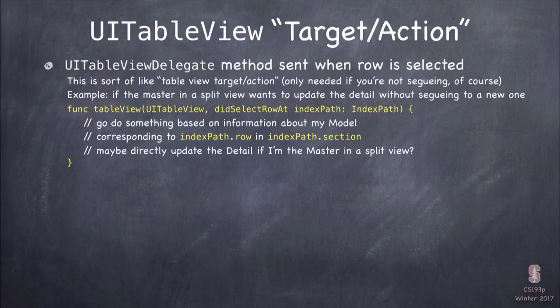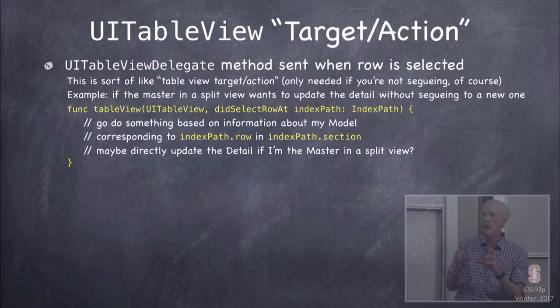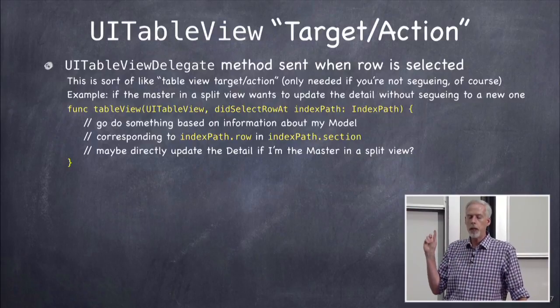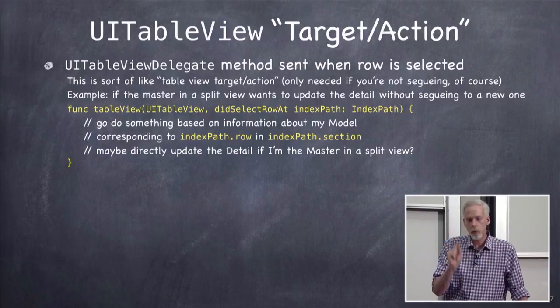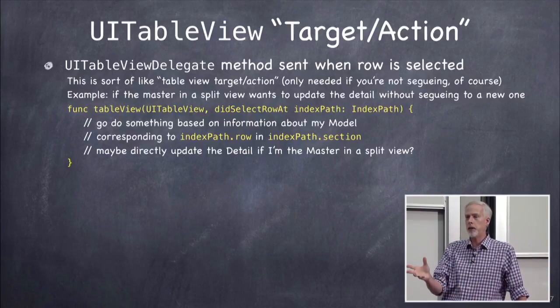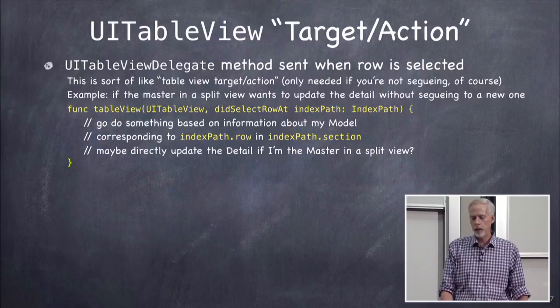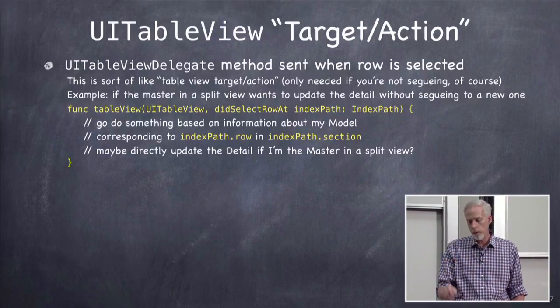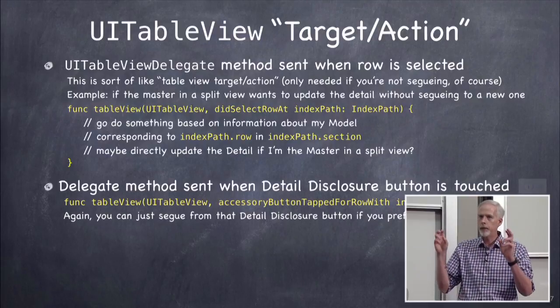For example, here's table view target action. So when you click on a row, if you don't want to segue, but you just want to do target action like a button, well, you can't really do that. You can't do target action because a row is not a UIButton. But you can implement this delegate method, table view did select row at index path. And when someone touches on that row, this is going to get called. So it's just like target action. So now you can look at the index path row and section to know which row was selected.